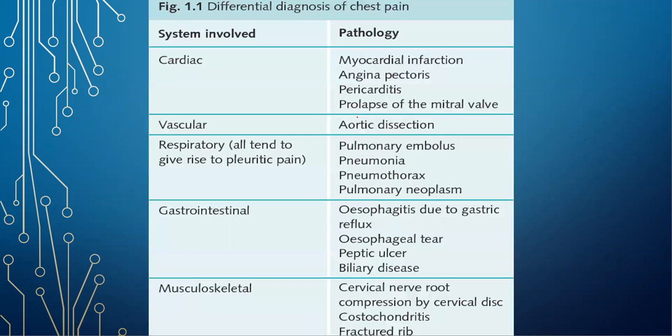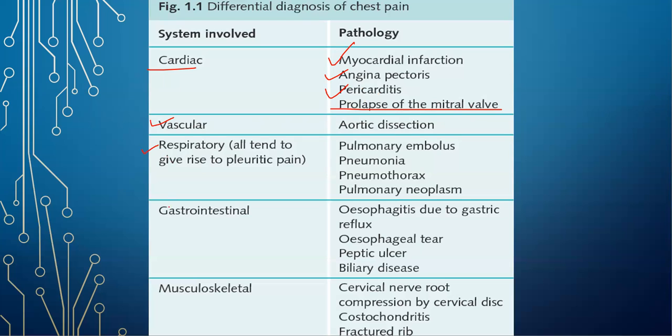So chest pain is a very important topic for your exam. If a patient presents to you with chest pain, what are the important differential diagnoses that you should think of? First of all, we think about cardiac-related causes, most importantly myocardial infarction, then angina, could be pericarditis, and sometimes even in a young female having chest pain, we should also think about prolapsed mitral valve. Vascular could be aortic dissection.